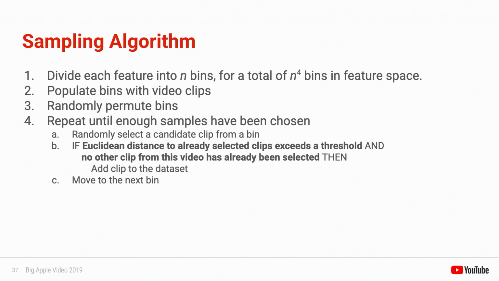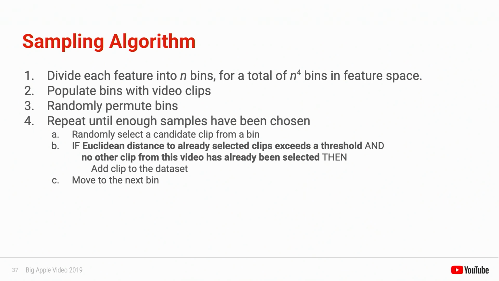Then we populated those bins with those clips using those feature scores that we computed, and then randomly permute the bins. And then the selection process works by just iterating through those bins, selecting a random candidate clip from the bin, deciding based on a couple of criteria whether we should include that video in the data set, and then moving on to the next. And there are 2 criteria used to determine if we should select it.